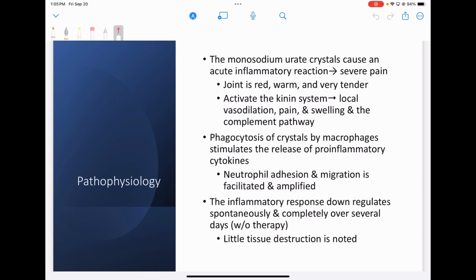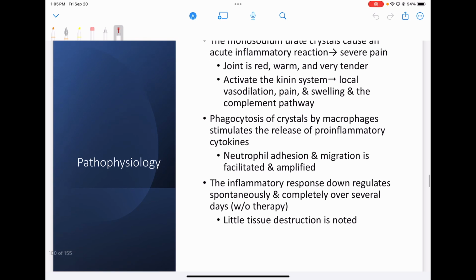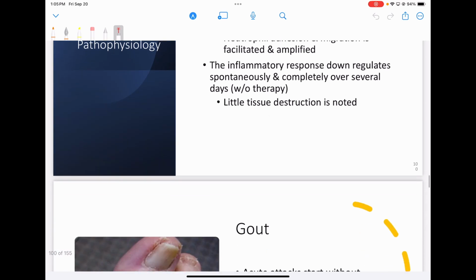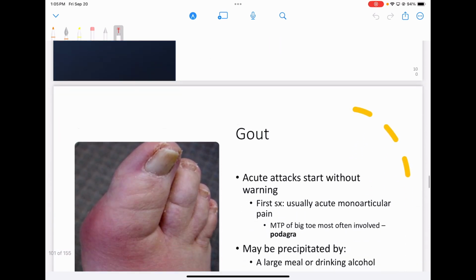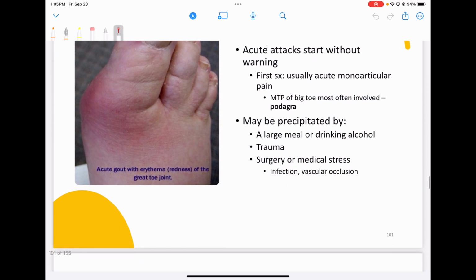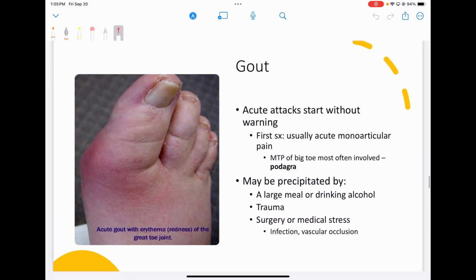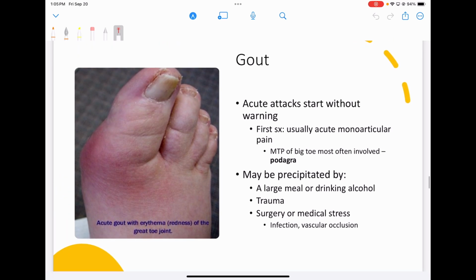It's when you have recurrent gout that you have to be careful, and there are medicines we can give to help with recurrent gout. So this is podagra, the erythema and redness in that big toe. Acute attacks start without warning. And again, usually acute monoarticular pain.